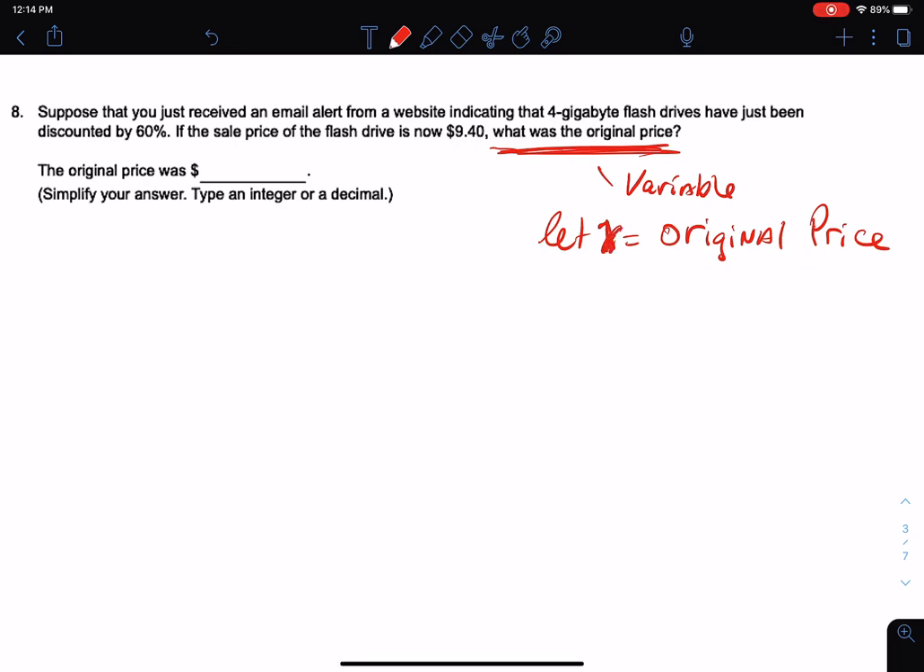I'm making it worse. Every time I touch that, it gets worse. Let me try again. Let x equal the original price.